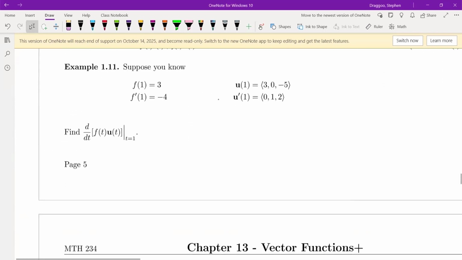Anyway, let's go put some of this stuff into practice. Find the derivative of f times u at t equals 1. So for starters, if I just apply the product rule, I know I should be looking at f prime of 1 times u of 1. Let's not forget my hat goes on u, but no hat on f because f is a scalar function.